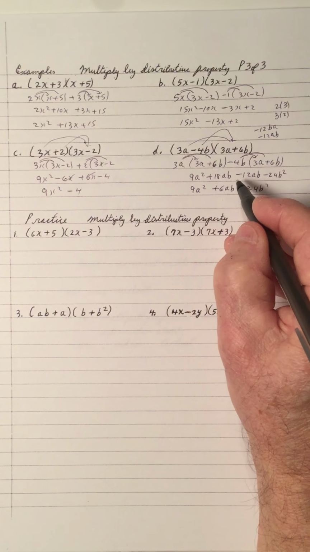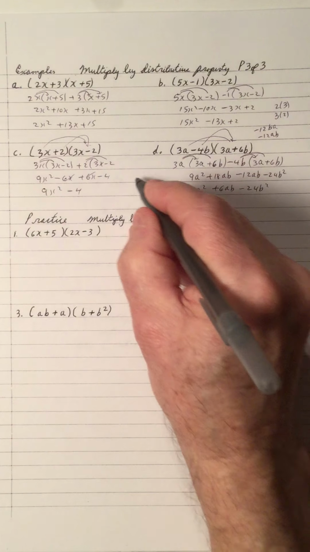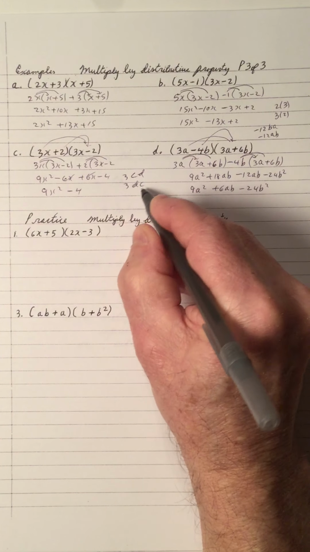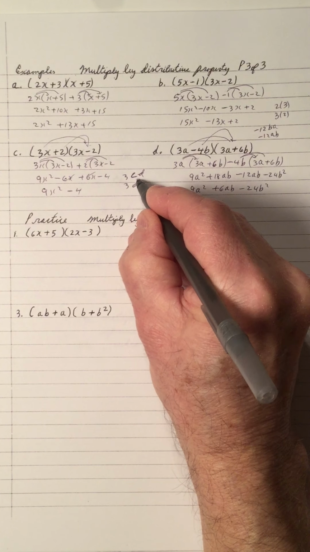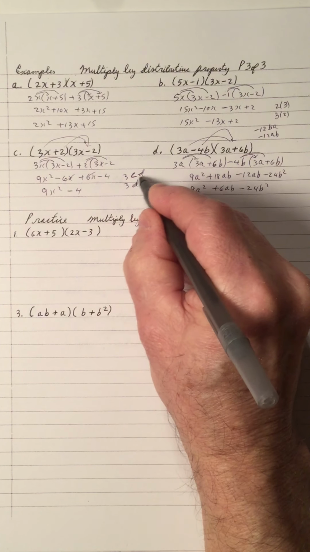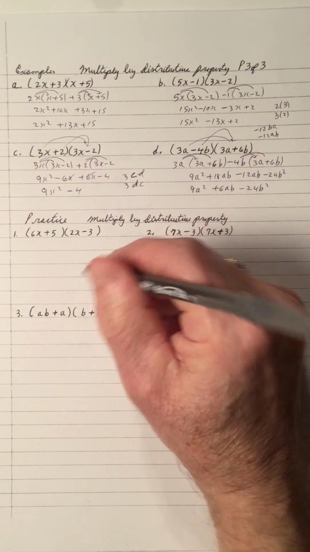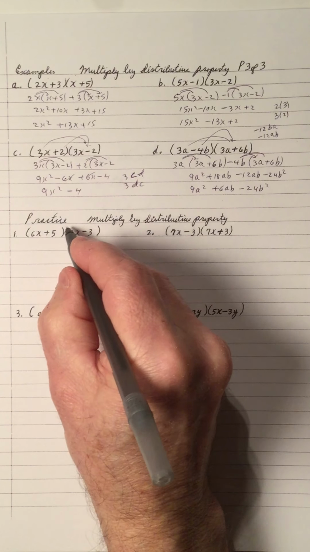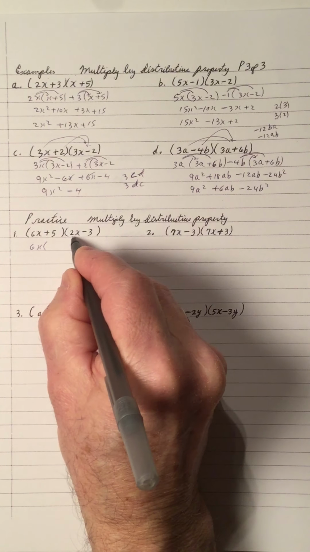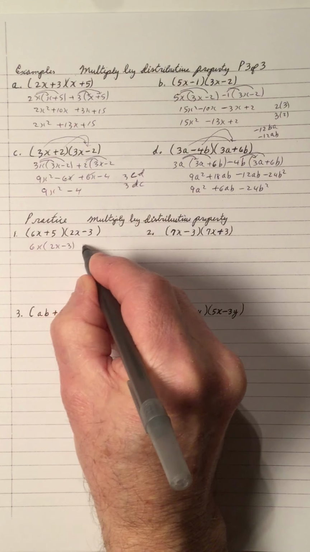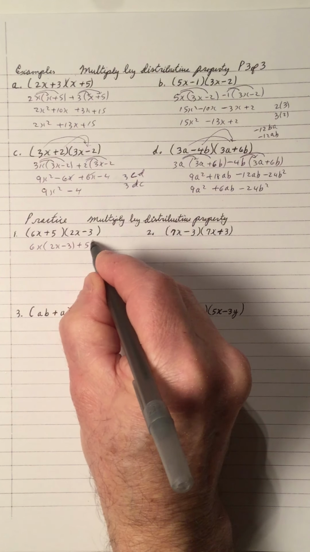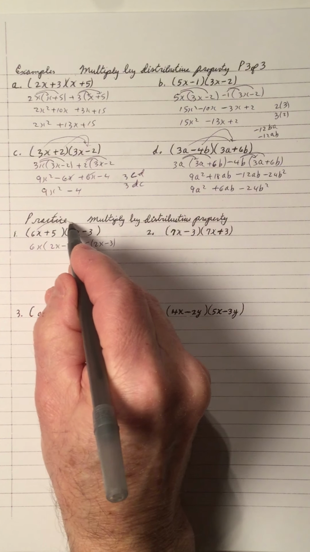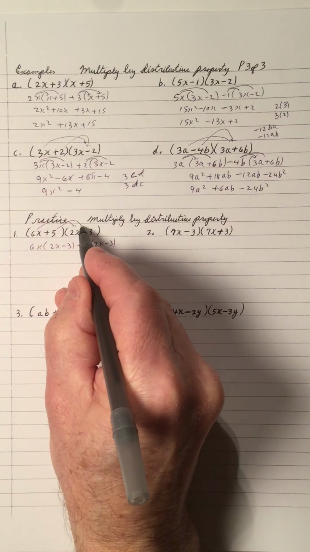XY is the same as a YX. C times D is the same as D times C. So I've got a 3 there and a 3 there. So 3CD is the same as 3DC. So with these, you keep them in the same order. So when you go to add, you won't make a mistake. And distributive property, 6x plus 5 times 2x minus 3. Done. So 6x times these two, 5 times those two.